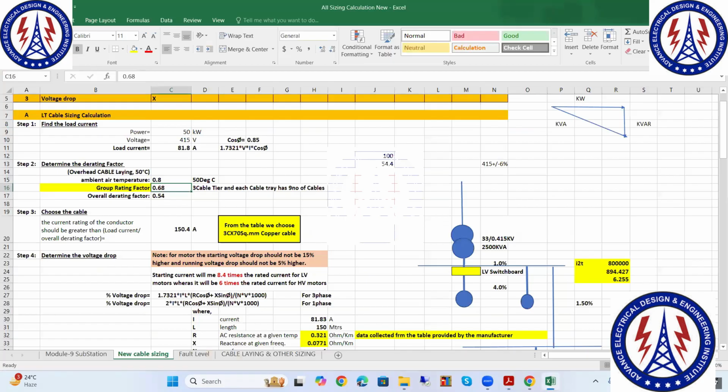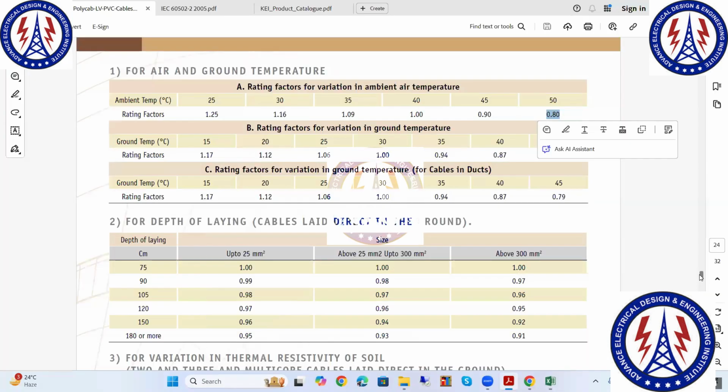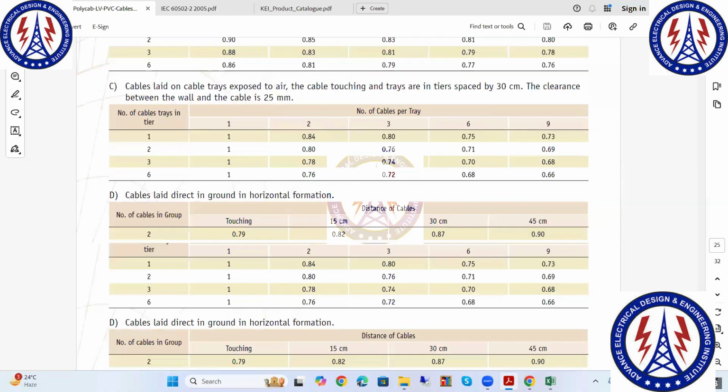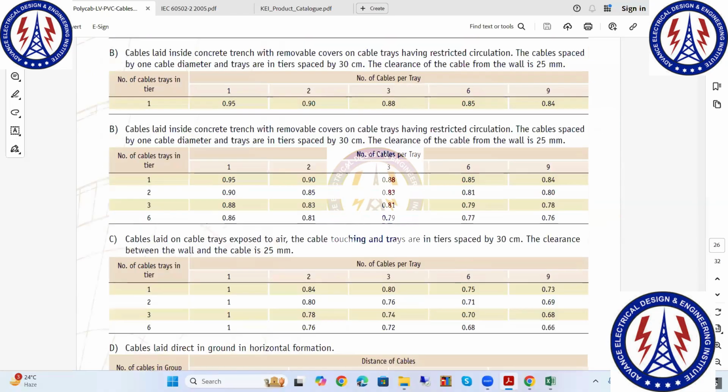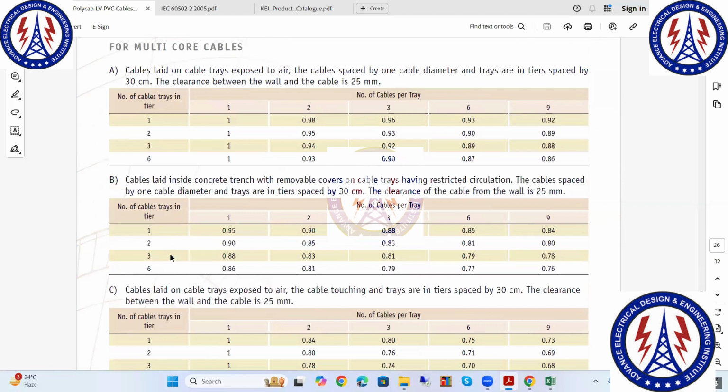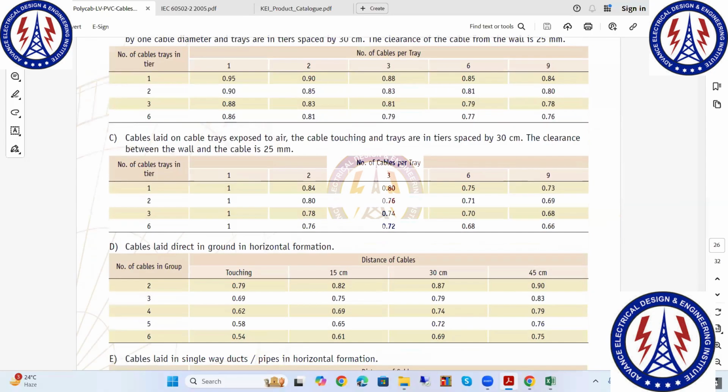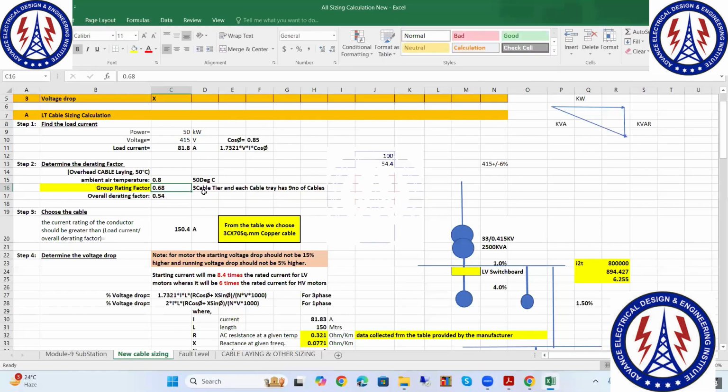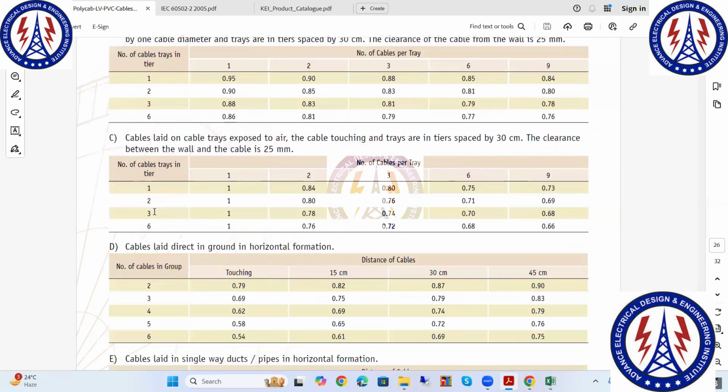Second is the group rating. Right now we do not have any details, so we have assumed one condition as a rough value because no data is there. Suppose I am using 3 trays and each tray has 9 cables. So for 3 trays and 9 cables, the factor is 0.68.